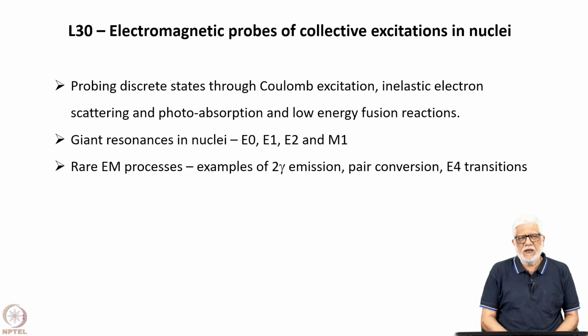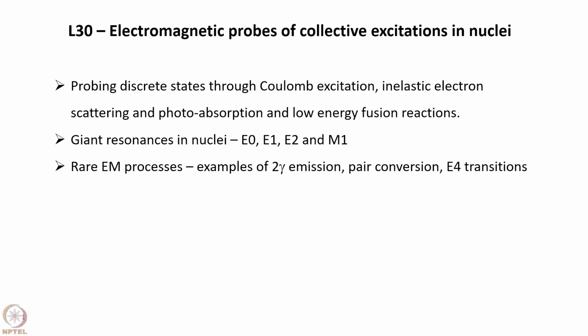We will also look at some rare electromagnetic processes, and we will take a few examples of that, namely two-photon emission. This is a higher order process. Of course, it is much rarer than single photon emission. Then we have pair conversion. Of course, we have talked about conversion electrons, but they are not so rare, at least at low energies. If the energy is high, as in many of these E0 states, or states that decay by E0 transition, then the conversion electron process is also important. Then we have the E4 transition. We will see one case of that, and so on.